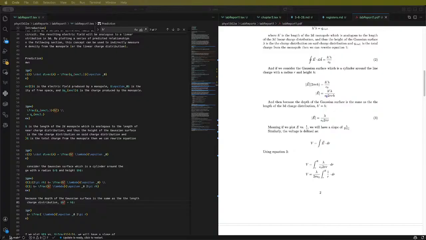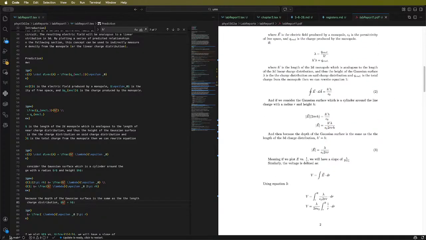I don't know how the other stream ended. That's messed up on my part, but I did not mean to do that. It wasn't clear. My point while I was pulling up the source was that the h of the Gaussian surface is the same as the length of the 3D linear charge distribution.